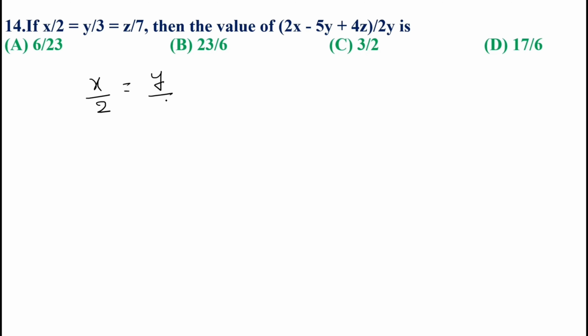x by 2 is equal to y by 3 is equal to z by 7. I need to calculate (2x minus 5y plus 4z) by 2y. x by 2, y by 3. Find x is to y is to z.